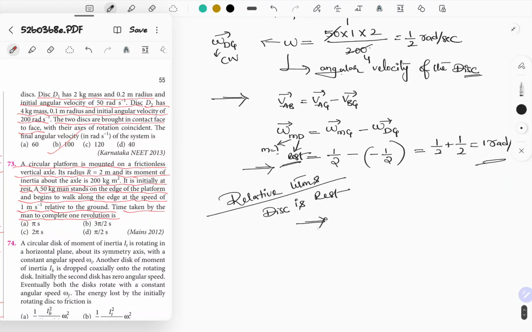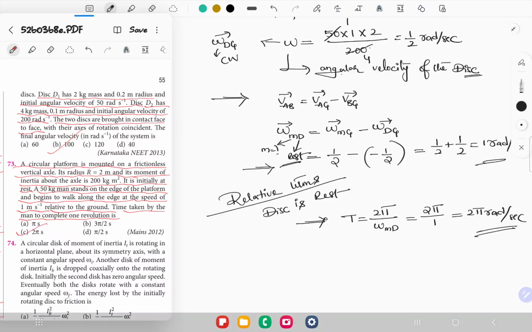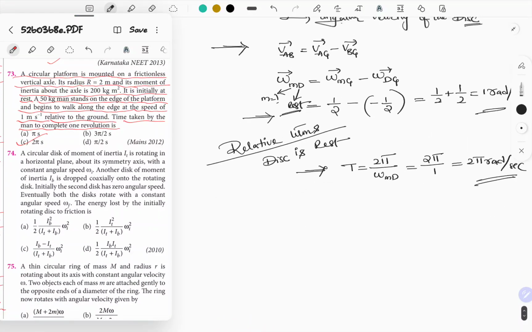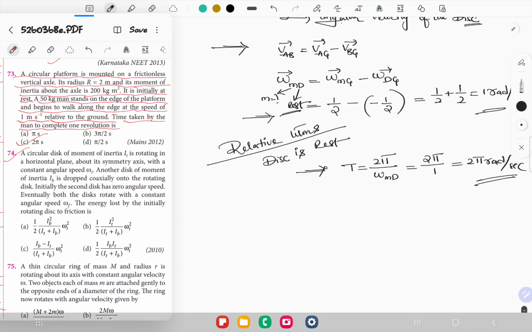So time taken to complete one revolution, t is equal to 2 pi by angular velocity of the man with respect to disk. Angular velocity of the man with respect to disk is 1. Answer is going to be 2 pi. Try to understand this. So go through this once again, then only you can understand. So answer option C is the correct answer. Very good. Let me solve question number 74.